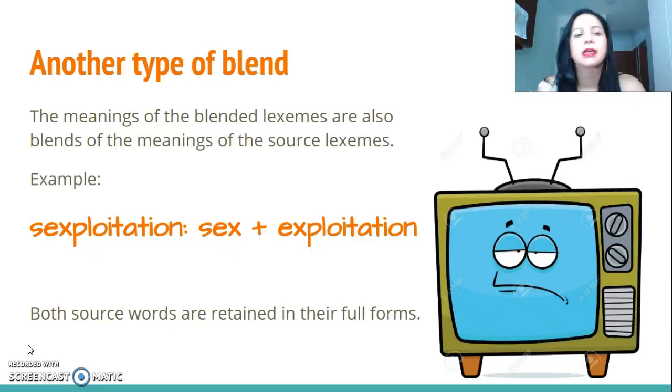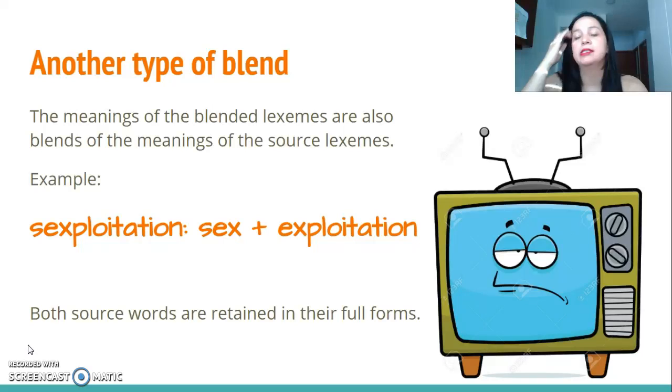Another type is where the meaning of the blending lexeme also blends the meanings of the source lexemes. For example, sexploitation. Sexploitation comes from sex and exploitation. If you don't know what exploitation means, it is the commercial exploitation of sex in films or in other media. So if you look again at the word sexploitation, the two words become one word completely. There are full forms, sex and exploitation.